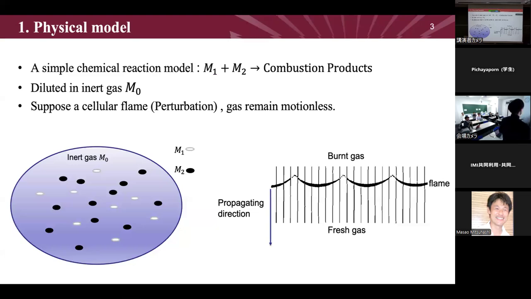So firstly, I want to introduce the physical model, which is a very simple chemical reaction model, which is two reactants and some combustion products. Then they are in the inlet gas, which we call M0, and there's M1, M2. And we suppose one of the M1 or M2 is the limiting component. So our purpose is to consider the cellular flames stability. So we give something like this. There are burned gas and fresh gas over here, and the propagating of the flame front in this direction. Okay, and this is the flame front.